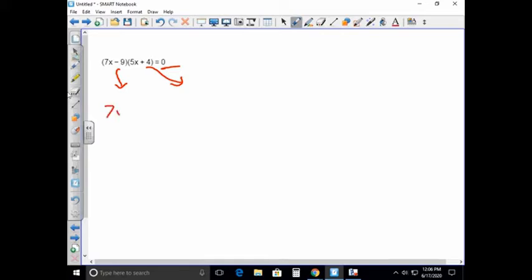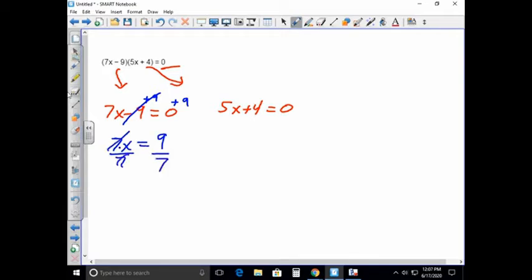We're looking for what makes 7x minus 9 equals 0, and what makes 5x plus 4 equals 0. So we have to get x completely by itself. Remember the way we do that, we get the variable part by itself first. So add 9 to both sides. That gives us the 7x by itself. And then to get the x by itself, the opposite of multiplying is to divide. So x is 9 over 7.